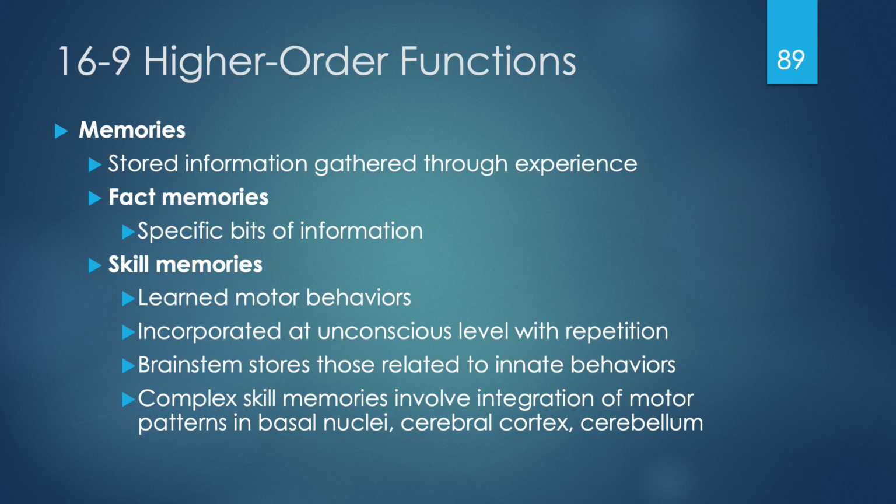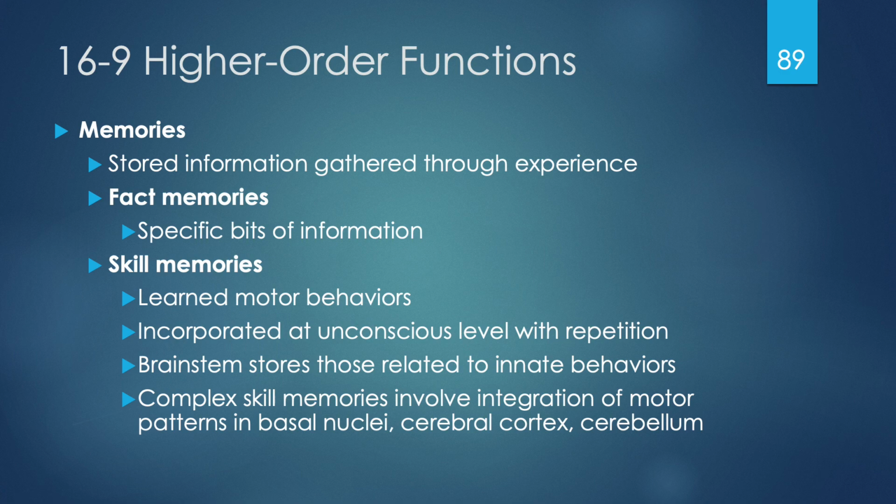So there are two different types of memories. There are fact memories and there are skill memories. Fact memories are just bits of information, like that you know, for example, that there are 12 months in a year. Now, skill memories are going to be much more different and difficult to acquire. These are things you actually learn and have to work hard to learn sometimes.